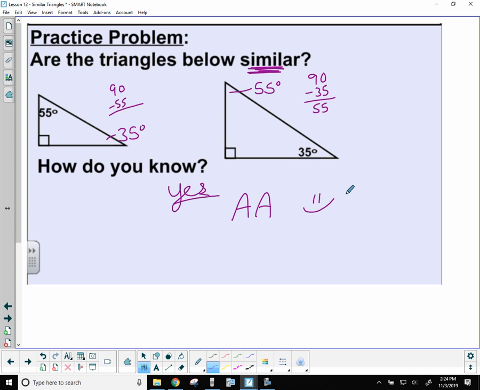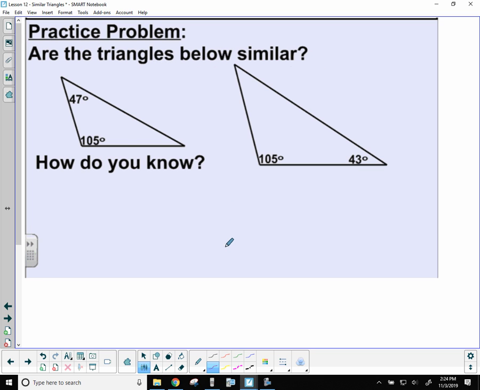Alright, let's keep going. So, same concept. We got 105 here, 105 here. Let's find the leftovers. So again, if I were you, I'd go 180 minus 47 minus 105. And let's get our leftovers. So grab your calculator. I got mine in front of me. I got 28.